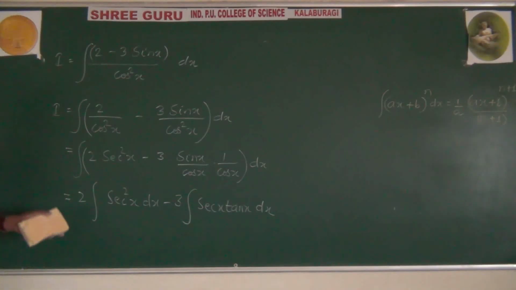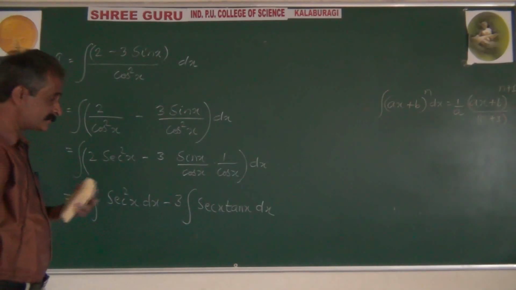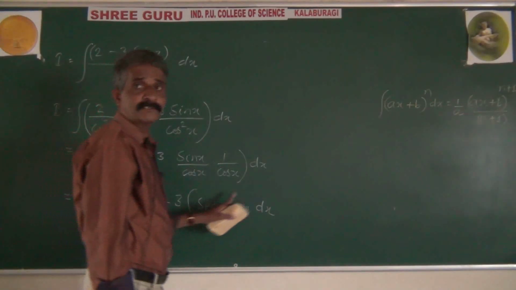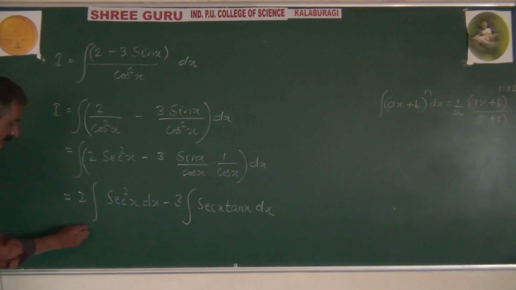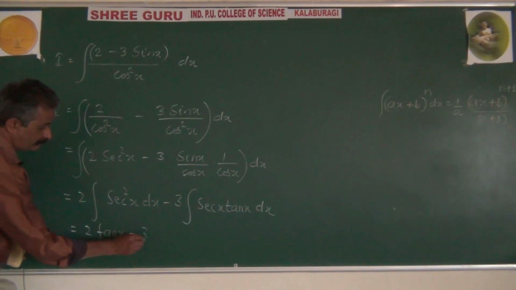Now we have a formula in the list. It is directly integration of secant square x is tan x, whereas integration of sec x tan x is sec x. So 2 tan x minus 3 sec x plus constant.